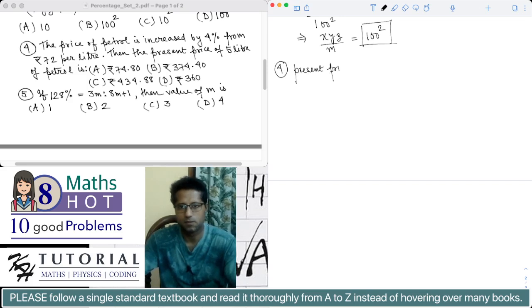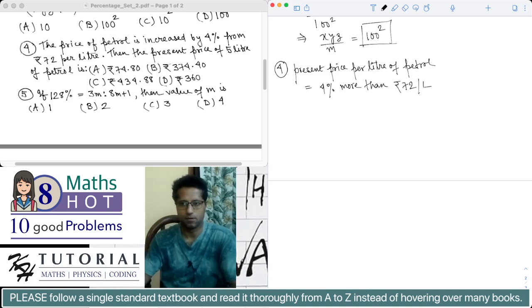So now we will have the present price per liter of petrol equal to 4% more, since the price has been increased by 4%, 4% more than rupees 72 per liter.